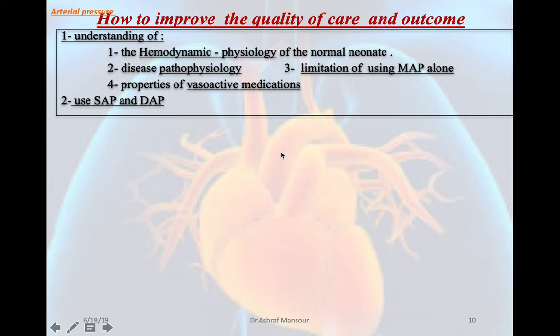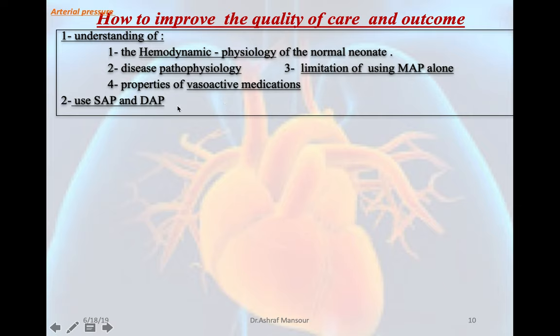So how to improve the quality of care and the outcome? Number one, understanding the hemodynamics and the physiology of the normal unit. And then the disease pathophysiology must be understood, and you have to consider the limitation of using the MAP alone and the properties of the vasoactive medication which you will use.